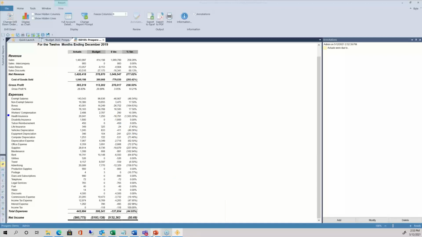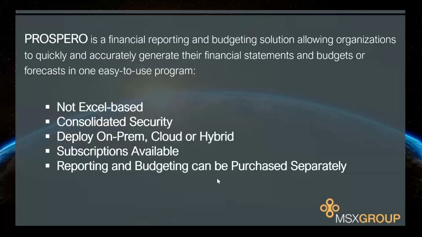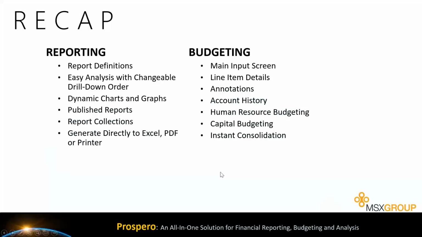Let me jump back for one wrap-up slide with you. We talked about a lot of different features there under reporting and budgeting, all those options for drill down to account and transaction level details, changing the drill down order. We looked at the charts and graphs and drilling down through that data as well. We just looked at published reports. Report collections, didn't look at those, but that is where you could have several reports in one group of reports, have them all run at one time.